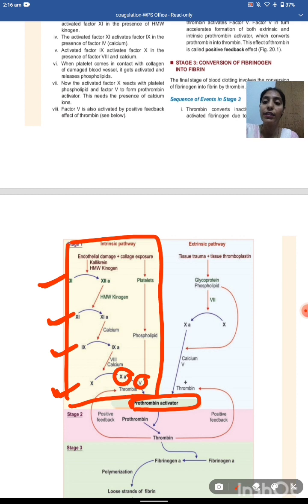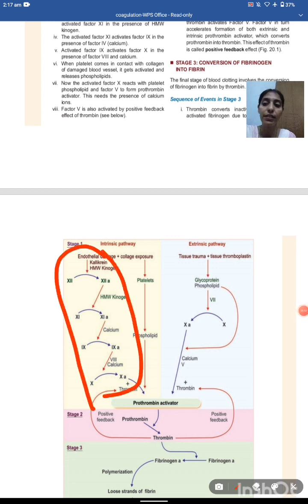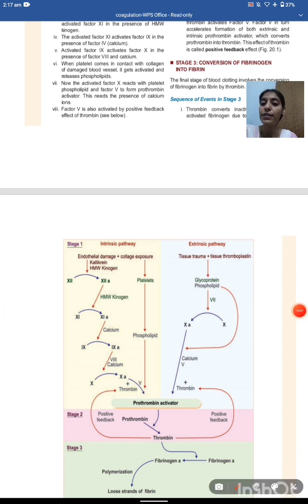With this involvement, you can see because of this exposure of collagen, platelets also get activated and secrete phospholipid. Phospholipid basically helps factor number 5 in the activation of prothrombin activator, right? So factor activation is one method. The second method involved with this is platelet activation and release of phospholipid. Both these, the activation of factor number 12 and the release of phospholipids, plus factor number 5, are all involved in the formation of prothrombin activator. So this is the intrinsic pathway.